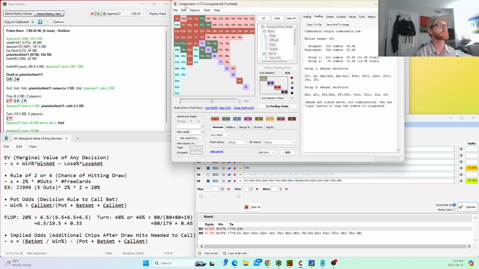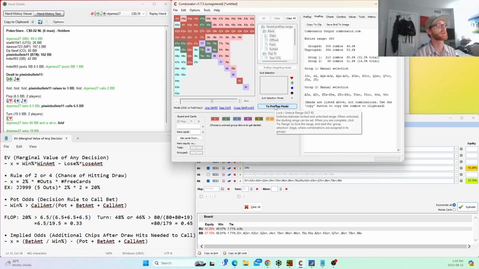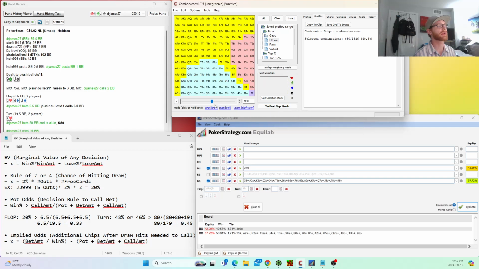So this over here is called Combonator. Combinator. So essentially, this range that I've picked, this is pre-flop, is about a 50% range. So that's the range that I am applying to my opponent in this situation, in this hand history.